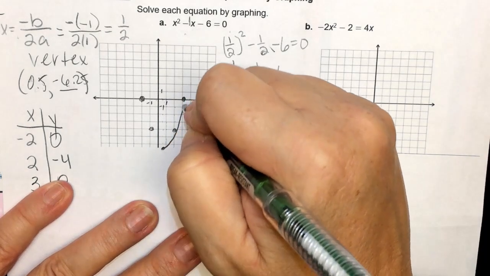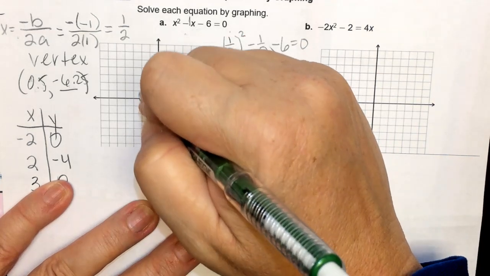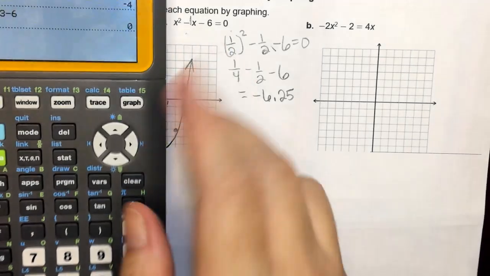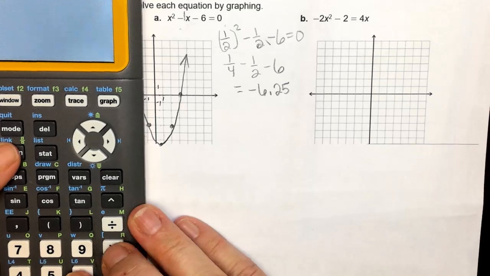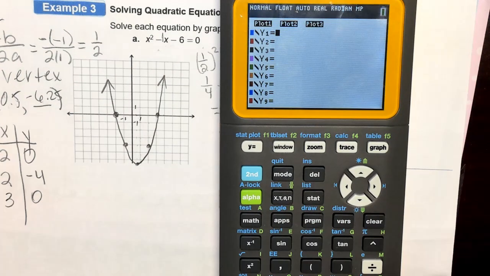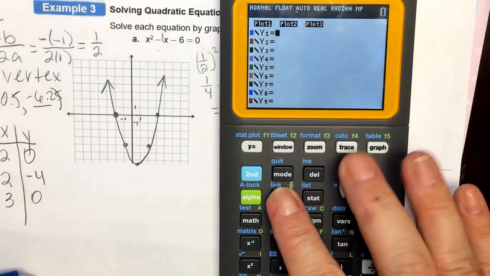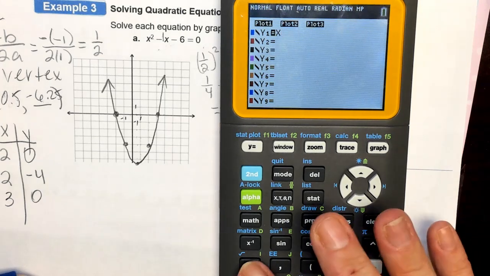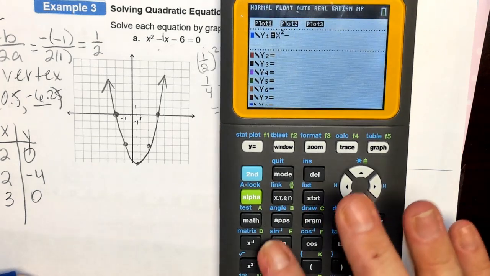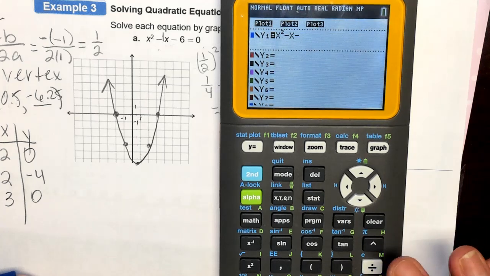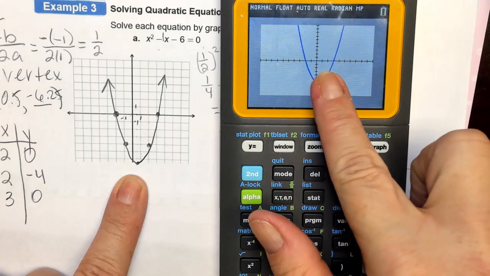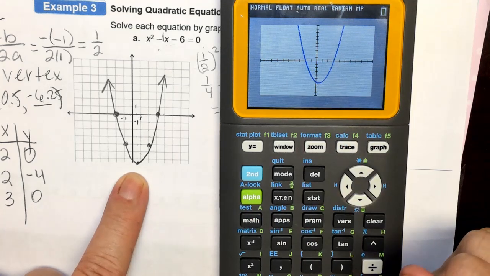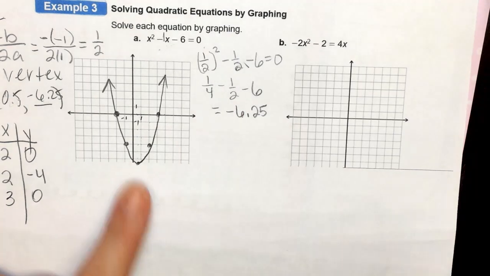So now we can draw our parabola. And if you want to check your work, you could just go into the calculator and put in x squared minus x minus 6, and let's graph it. And our graph looks like that. It's at the 3 and it's at the 2. So we're doing great.